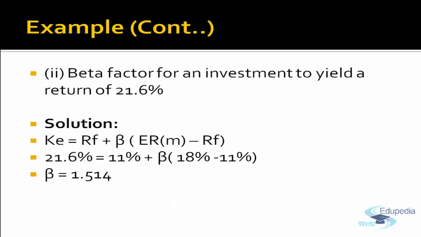Now, the beta factor of an investment. Now you have to compute the beta factor to yield a return of 21.6%. So here they have already mentioned that this is the cost of equity. You have to compute the beta. So K is equal to risk-free return plus beta into risk premium. When you substitute the values, you will find that beta is equal to 1.514. What does this represent? That your asset is riskier than the market. Market beta is 1 and your asset beta is 1.514.